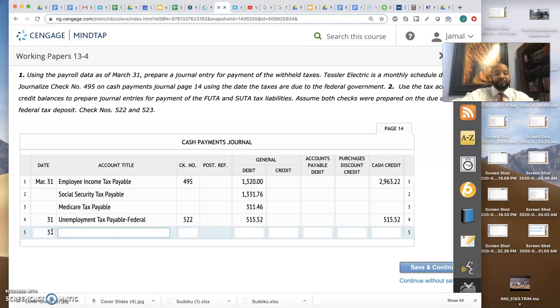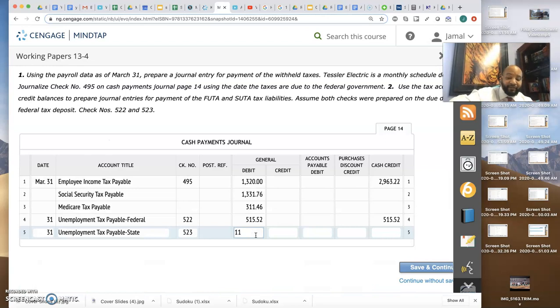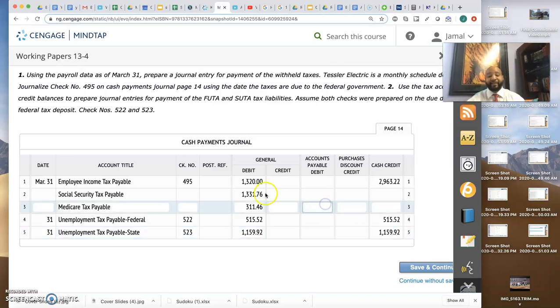It's going to be unemployment tax payable, state. This is 523. What's the number? Oh, let's go back up. 1159.92. But hold it. I think I'm making the same mistake.